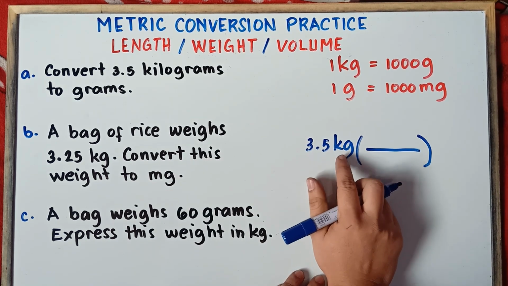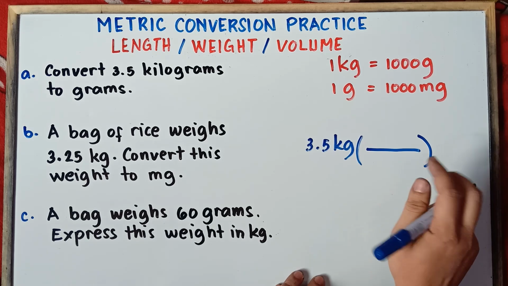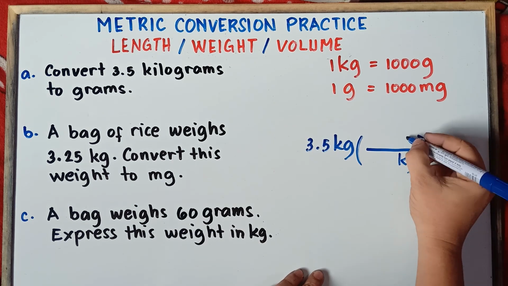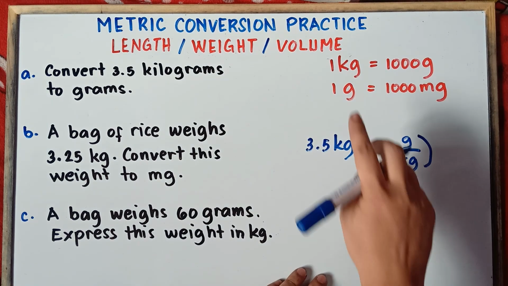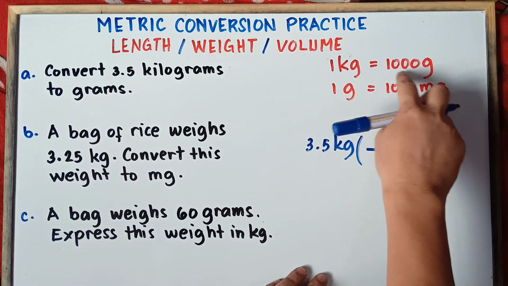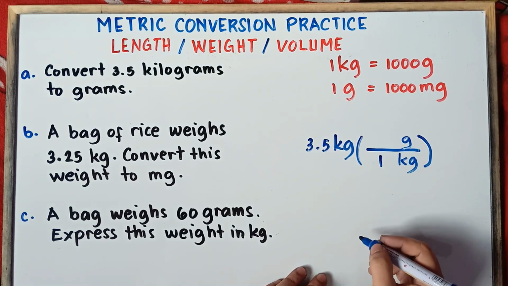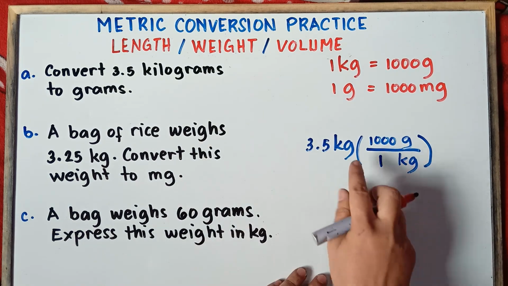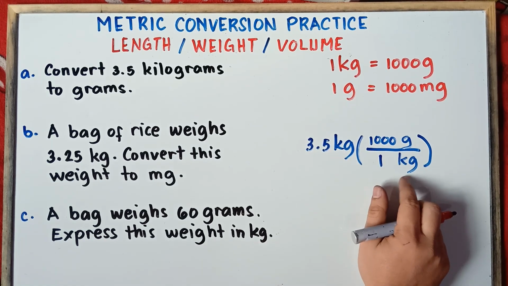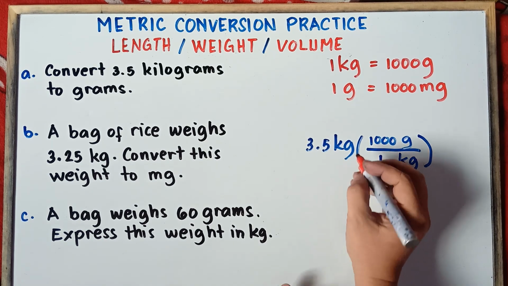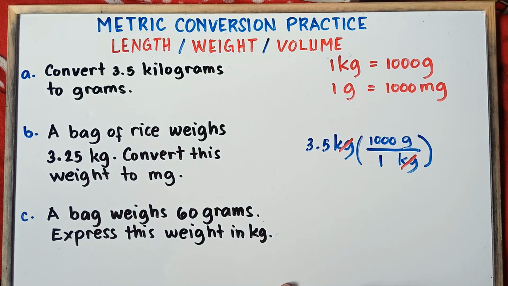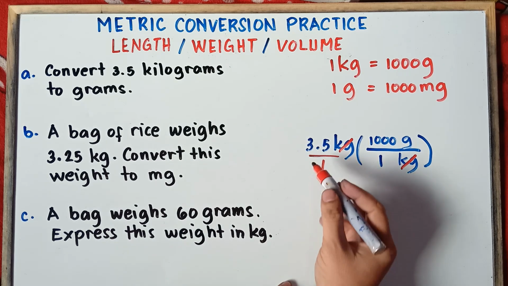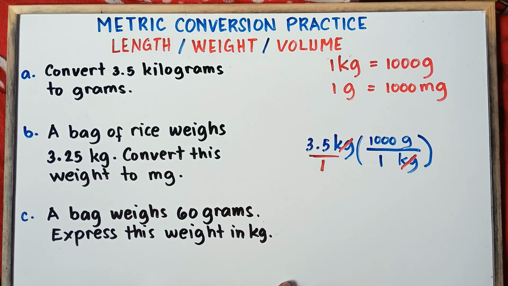Then you put a fractional bar. If this is kilogram for our given, the units on the denominator must also be kilogram. And then we convert kilograms to grams. 1 kilogram is equivalent to 1,000 grams. Do not forget, class, if this is kilogram for our given, the units on the denominator must also be kilograms so that we can cancel out the units. And then we can put over 1 here. That's okay. 3.5 over 1 is the same as 3.5.